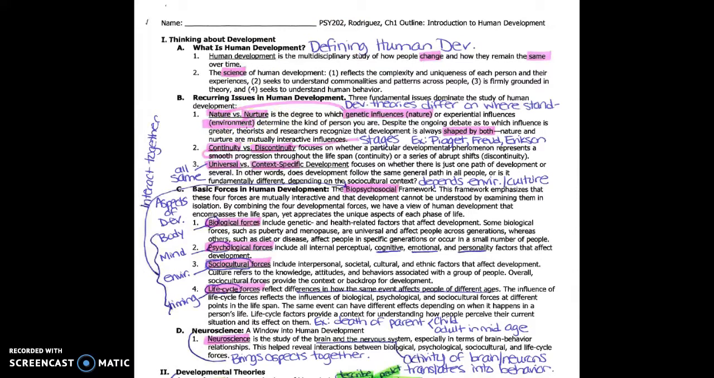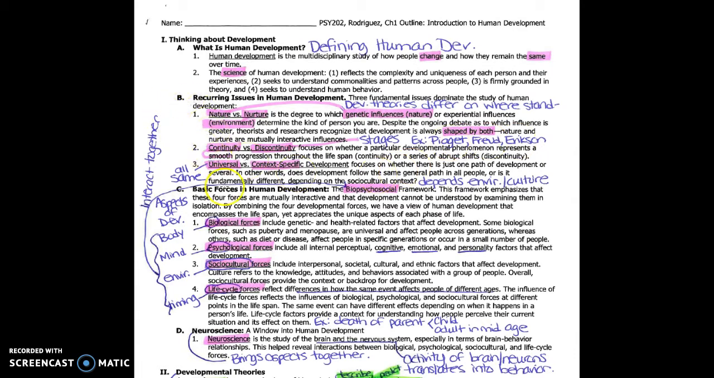Then you have continuity versus discontinuity, and continuity refers to development being kind of a smooth progression, whereas discontinuity refers to development happening more in stages. And Piaget has stage developmental theory, Freud, Erikson, they all have the different stages, so they believe that development is discontinuous. It's not really smooth, it's more stage.